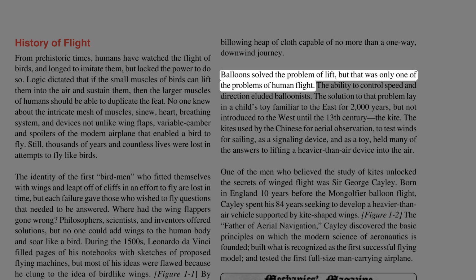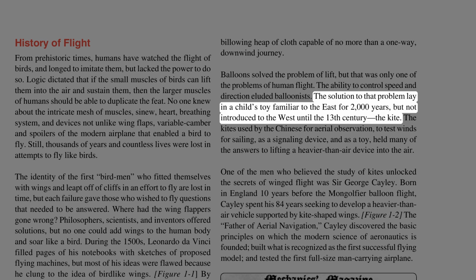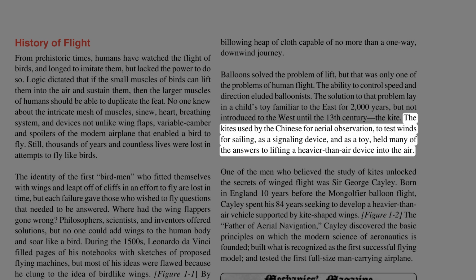Balloons solved the problem of lift, but that was only one of the problems of human flight. The ability to control speed and direction eluded balloonists. The solution to that problem lay in a child's toy familiar to the East for 2,000 years, but not introduced to the West until the 13th century: the kite. The kites used by the Chinese for aerial observation, to test winds for sailing, as a signaling device, and as a toy, held many of the answers to lifting a heavier-than-air device into the air.